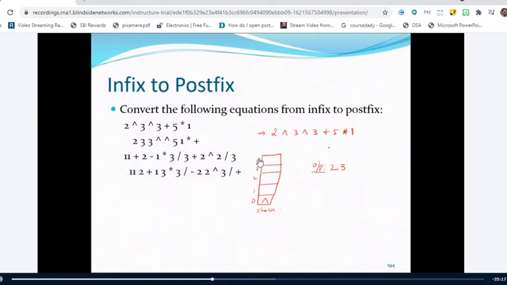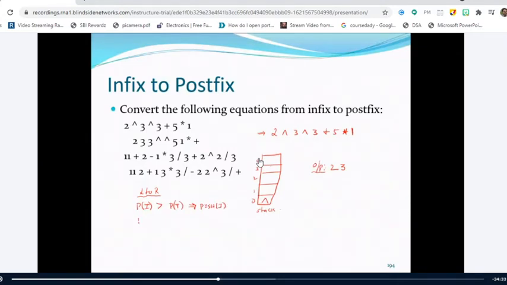Listen carefully. In the previous algorithm, where the operators are left to right associative, we have to compare the priority of the incoming operator with the priority of the top operator, right? So let us take the priority of I for the incoming operator and the priority of the top symbol. If the priority of the incoming operator is greater than the priority of the top symbol, what are you performing? Push the incoming operator. Push. Right, you have to push the incoming operator.